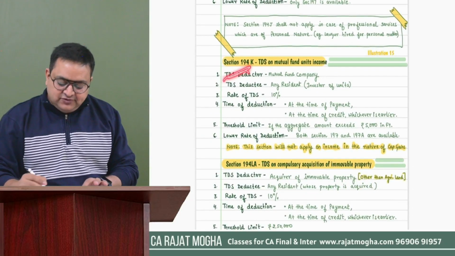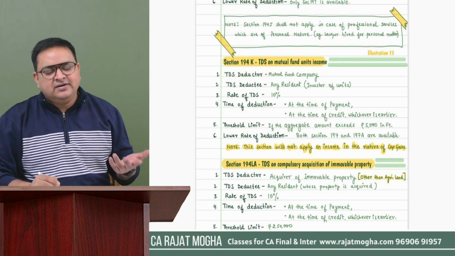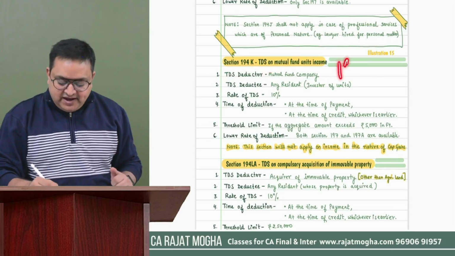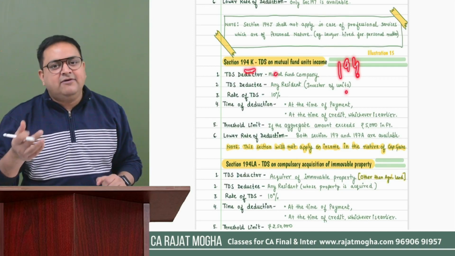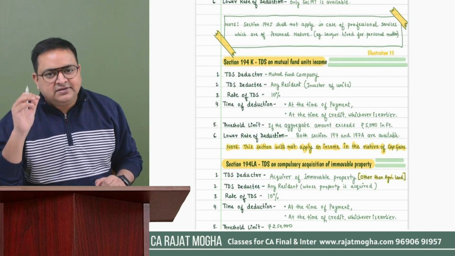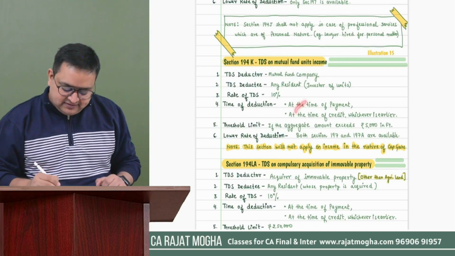194K I have already discussed with you. 194K is related to mutual fund. Yes, sir, we now know, because 194 is dividend. 194K is related to income from mutual fund. 10% TDS rate, threshold limit 5,000. We have already discussed this.